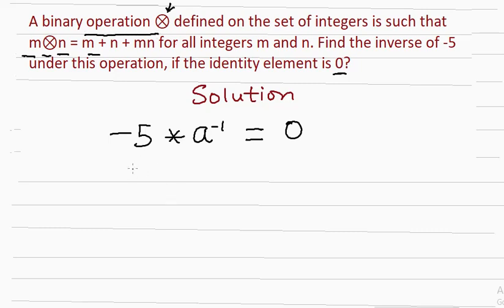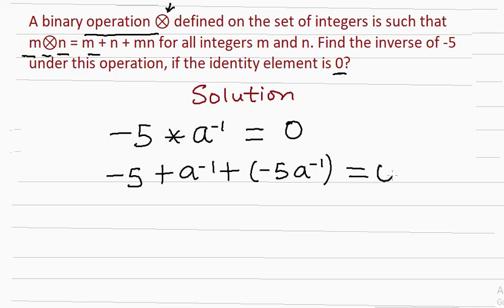Any place I see m, I'm going to write minus 5, then plus n, that is the inverse we are looking for, then plus m, still minus 5, then n, the inverse that I'm looking for. So this is going to be minus 5 plus the inverse, open the bracket, that's minus 5 a inverse, is equal to 0.